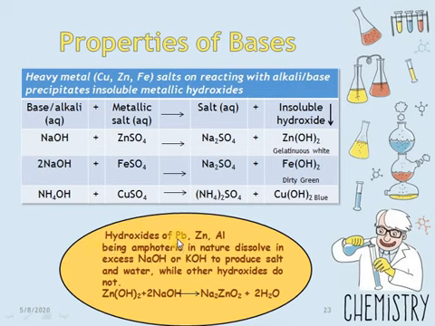Now, lead hydroxide, zinc hydroxide, aluminium hydroxide. These are amphoteric in nature. What is amphoteric? The hydroxides or oxides which react both with acids and bases. Now these being amphoteric in nature dissolve in excess sodium hydroxide or potassium hydroxide to produce salt and water. But other hydroxides which are not amphoteric, they do not do this. Now zinc hydroxide when it reacts with sodium hydroxide gives you sodium zincate and water.